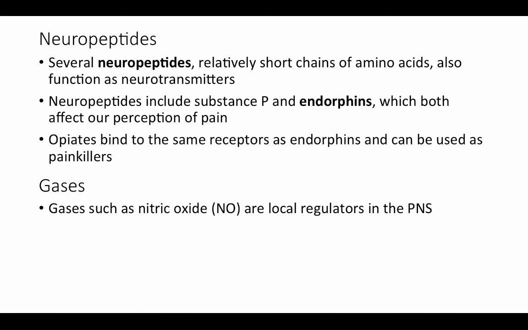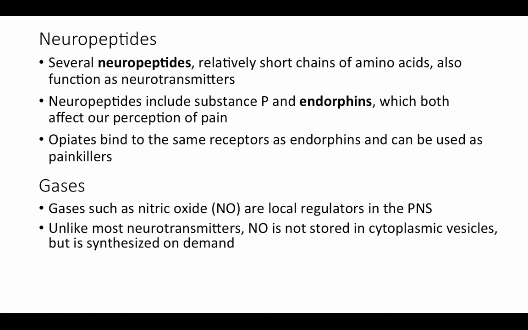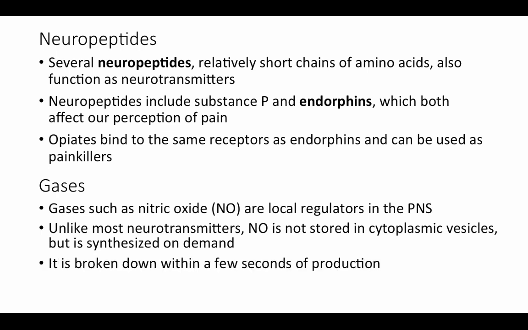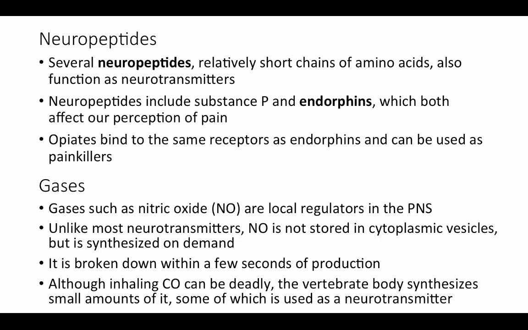Gases such as nitric oxide are local regulators in the peripheral nervous system. Unlike the dissolved neurotransmitters, it's not stored in membrane-bound vesicles. It's synthesized as it's needed and broken down very quickly after its production, so it's a very transitory kind of signal. And not just nitric oxide, but also carbon monoxide is used in very small amounts as a neurotransmitter. We all know the dangers of inhaling carbon monoxide, but your body synthesizes it, and some of that is used as a neurotransmitter to transmit these neural signals.